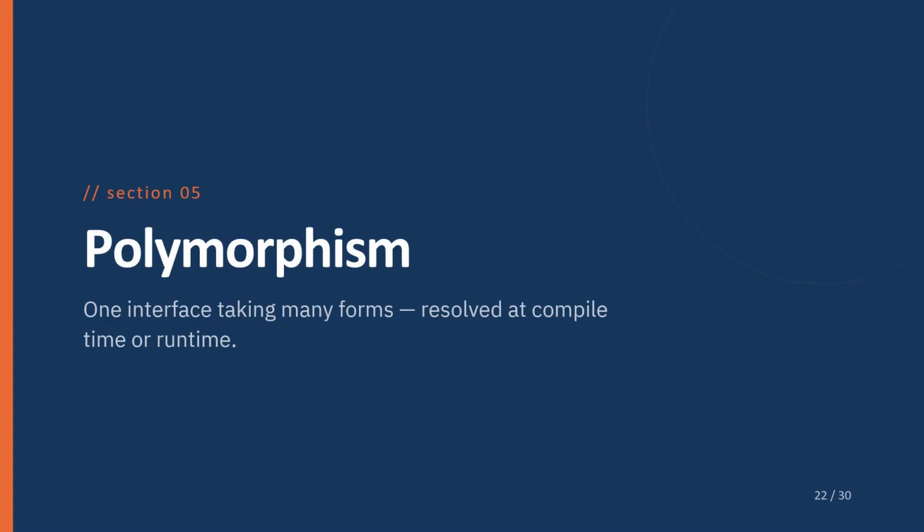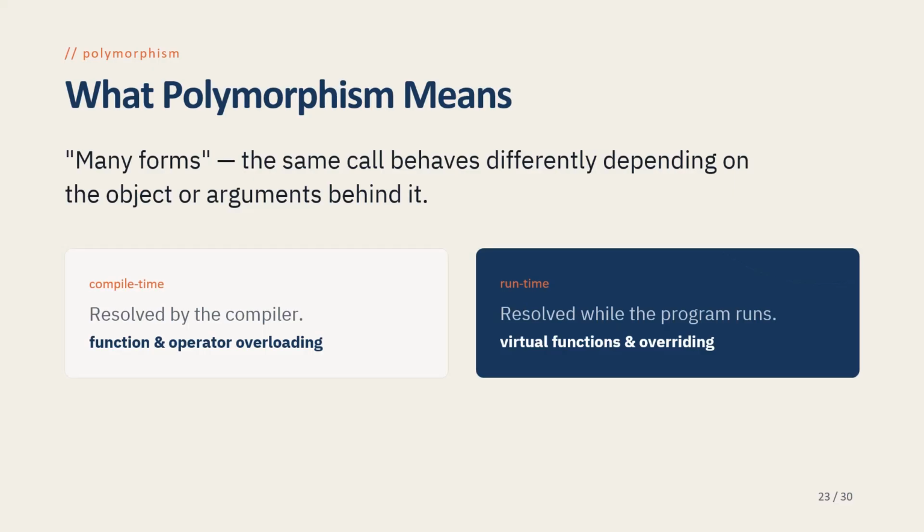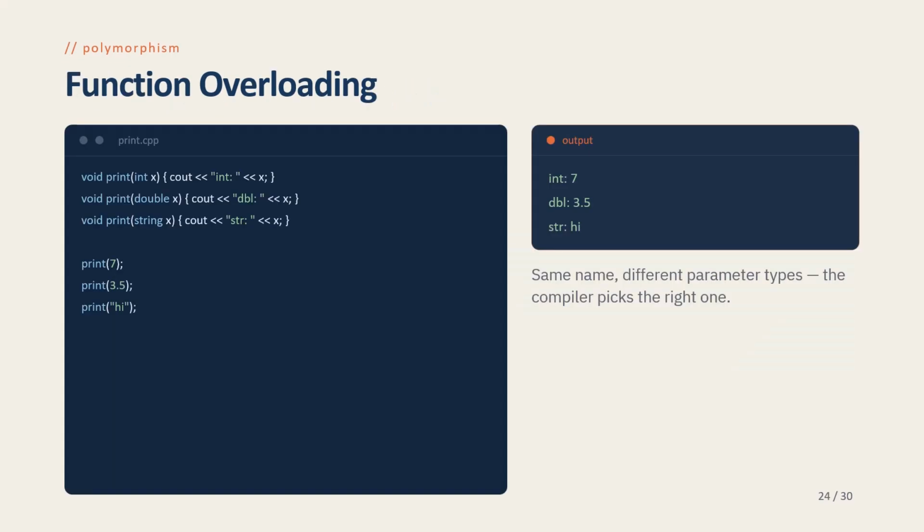Next comes polymorphism. Polymorphism means one interface, many forms. The same function or operator behaves differently depending on the context, making programs more flexible. The various types of polymorphism: compile-time polymorphism is achieved through function and operator overloading, while runtime polymorphism is achieved using virtual functions.